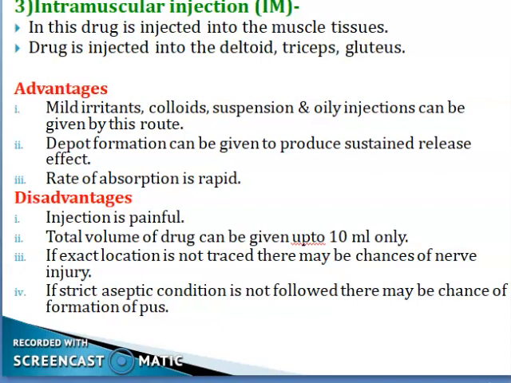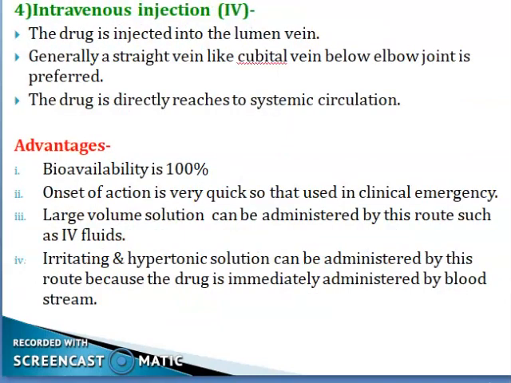Next one is the intravenous route, which is one of the important routes. Okay, so in this, the drug is injected into the lumen vein, that is generally a straight vein like the cubital vein below the elbow joint is preferred.